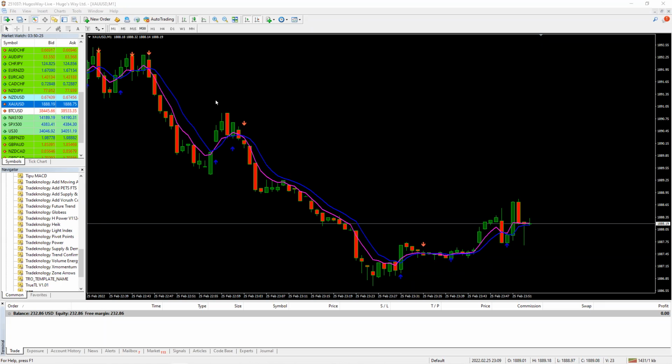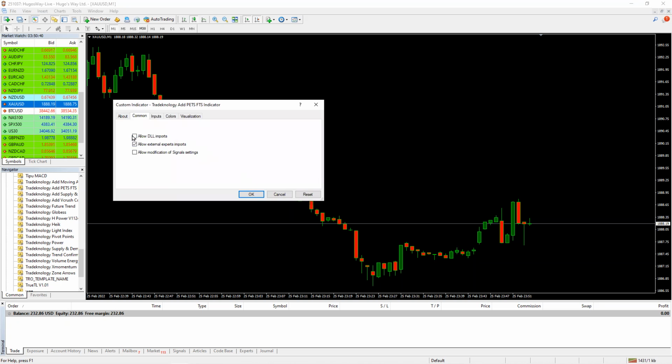We're going to remove that. Okay. I'm going to get rid of that indicator. And then I'm going to bring this one over here. This is the pips FTS indicator.